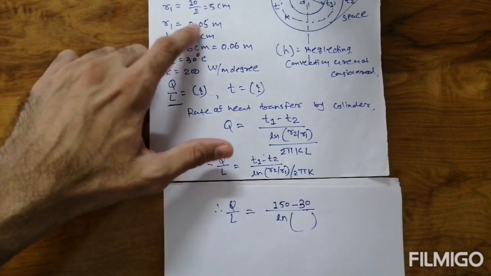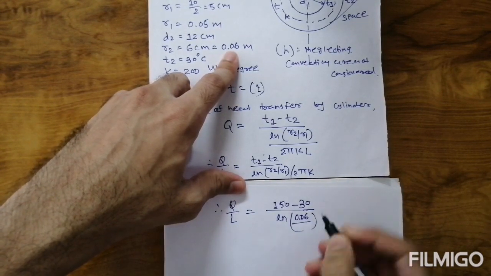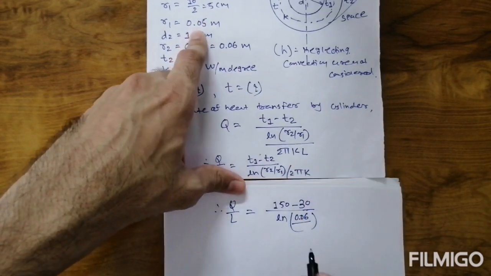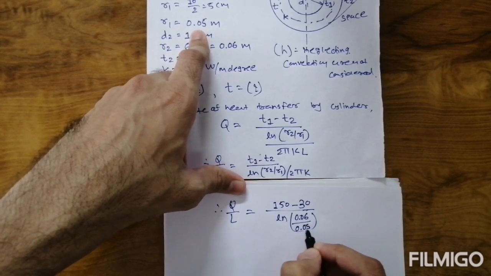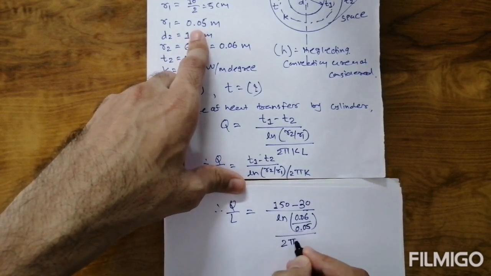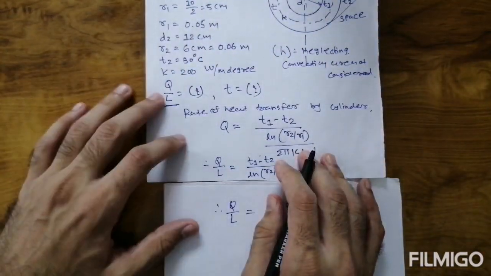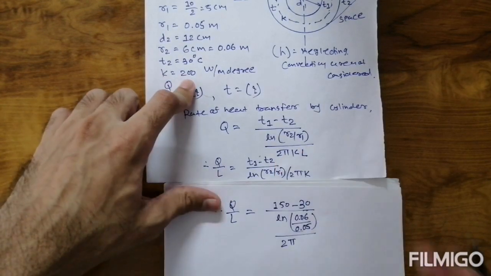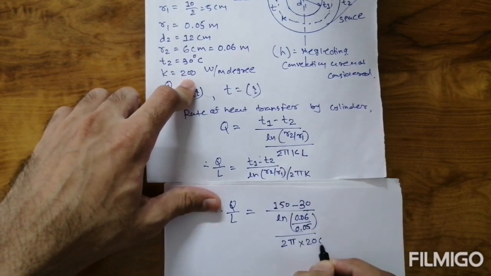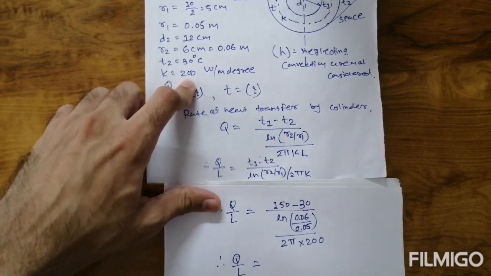What will be the value of R2? R2 is 0.06, and divided by, what is our R1? So R1 is 0.05. Okay, divided by 2 pi into K. K means the thermal conductivity of that material will be considered, and that is given as 200. So multiply with the 200. Now each and every value is given, so you can directly find out the value of Q by L.